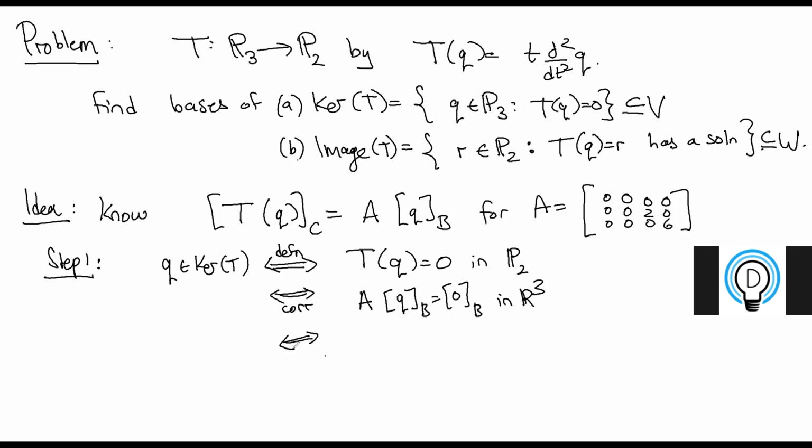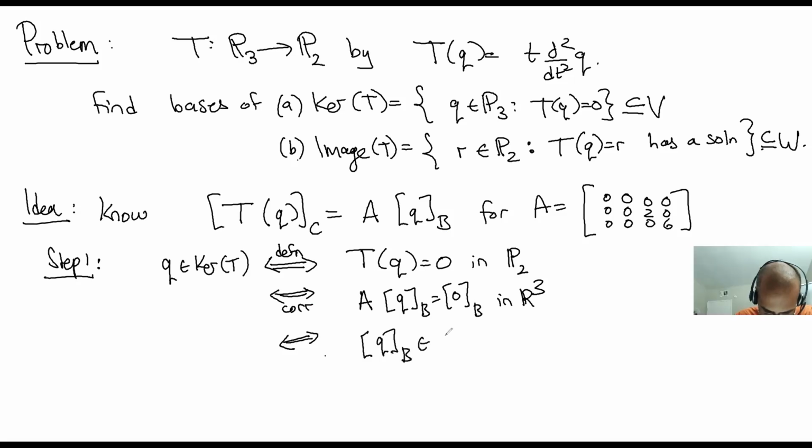The null space? Yeah, the same thing as saying the coordinate vector of B is in the null space. So that means if I find the null space of this matrix, I will find the coordinate vectors of everything in the kernel of T. And then I can just translate them back.